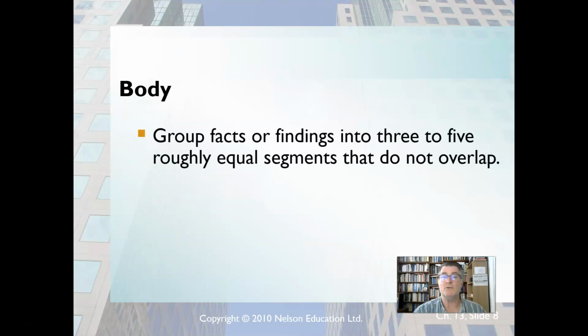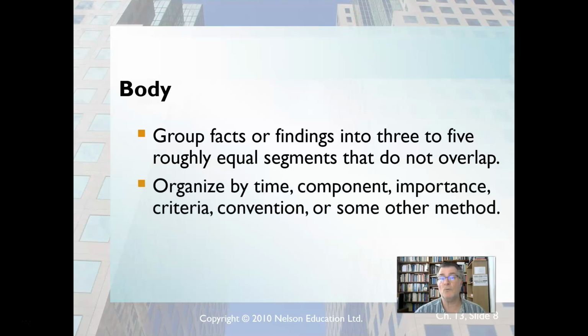Okay, so you can group your facts and findings into 3 to 5 roughly equal segments that don't overlap, because you're going to be looking at different things. Now, this becomes very important when you're working in a group where people don't end up overlapping and writing about the same thing from 2 slightly different perspectives. That's not likely to happen because you're writing on your own, but still make sure that you don't overlap and look at the same issue from a slightly different perspective. So look at it and say, okay, I want to look at these 5 subcategories. And those 5 subcategories are simply going to be the 5 sections of your body paragraphs.